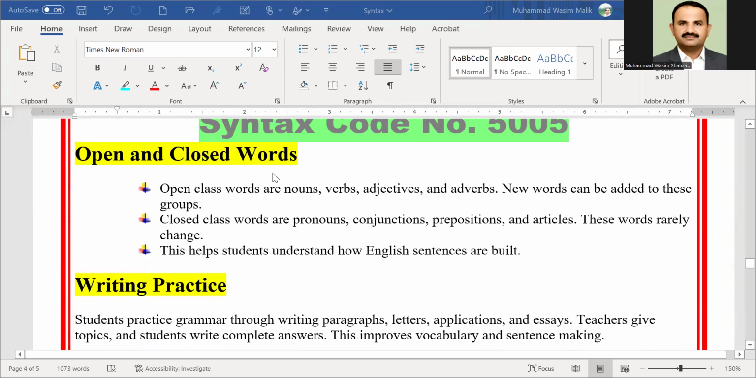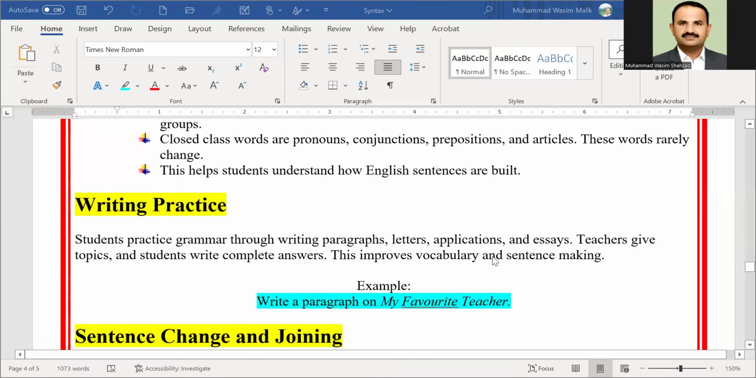Open and closed words. Open class words are nouns, verbs, adjectives, and adverbs. New words can be added to these groups. Closed class words are pronouns, conjunctions, prepositions, and articles. These words rarely change. कभी कभार change होते हैं या बहुत कम. This helps students understand how English sentences are built.